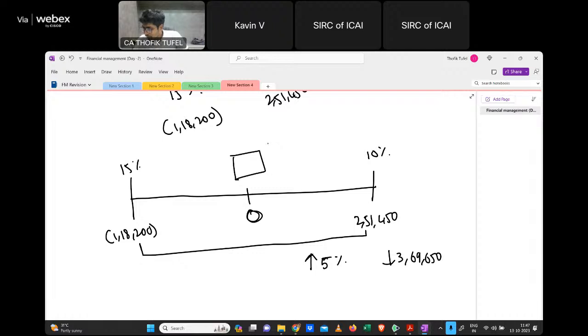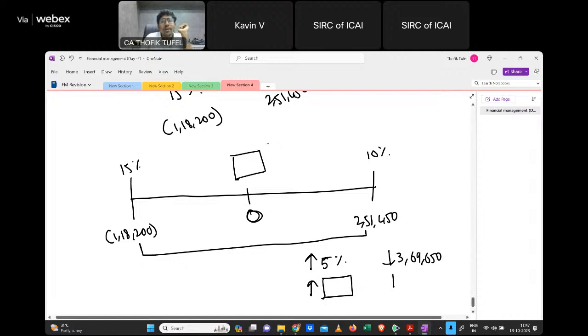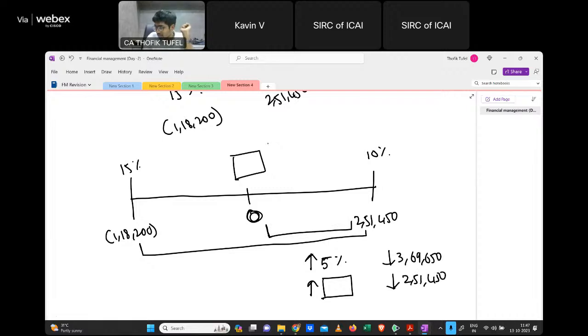So if you see, my rate increased by 5 percent, but my NPV has reduced by 3,69,650. Now, how much increase in rate do I want? What is the NPV that I want? 0. So how will the NPV become 0? If I reduce from 2,51,450, what amount should I reduce to bring it to 0? I should reduce 2,51,450, and then I will get my NPV as 0.